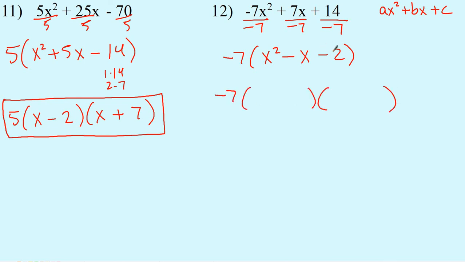So we know that since it ends on a negative, the signs are going to have to be different. And well, there's only one option, right? 1 and 2. So if I put a 1 here and a 2 here, does that work? No, that'll give me positive 1. So I need to fix it. So negative 2 and a positive 1, because that'll add up to negative 1, and it'll multiply to negative 2.